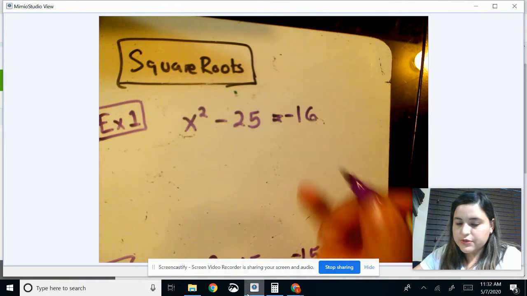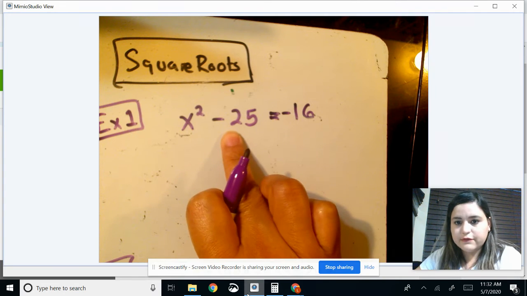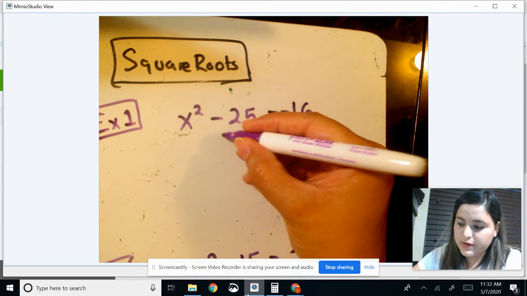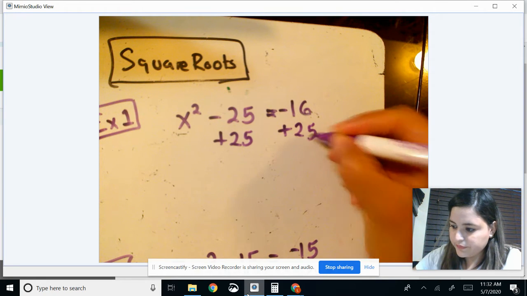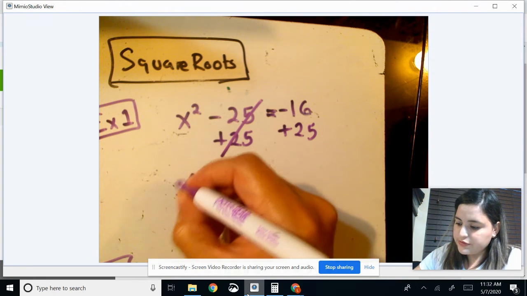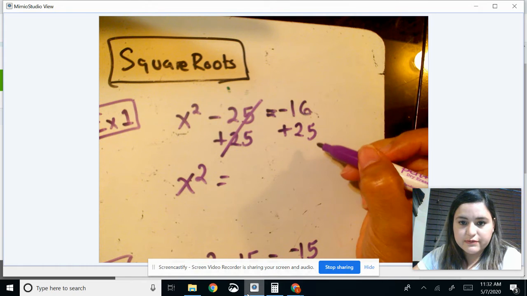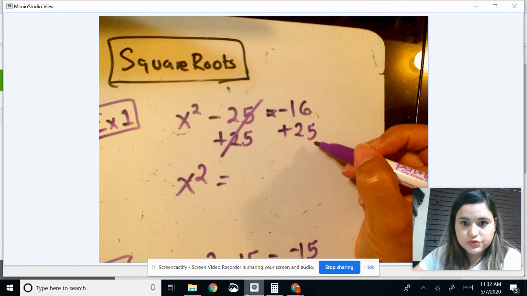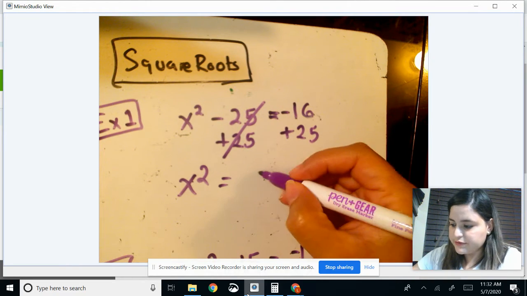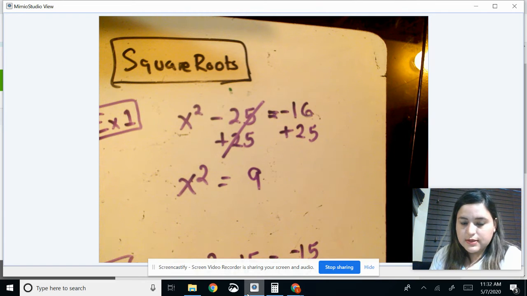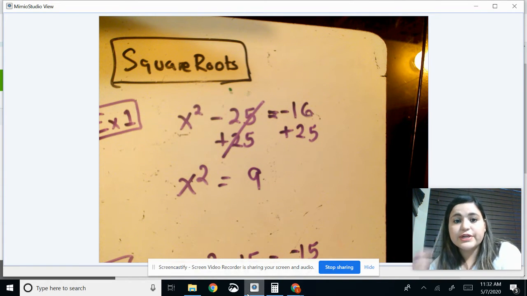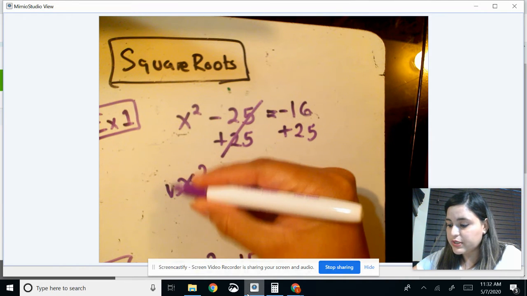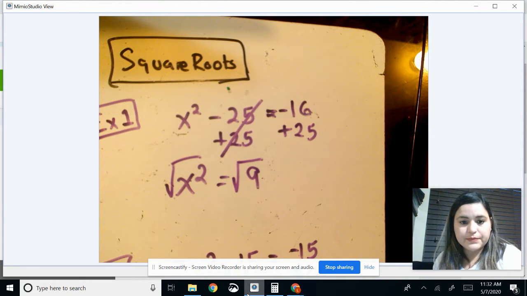So what I'm going to do here is I want to move this negative 25 over as a positive 25. So I'm going to do plus 25 plus 25. So now I have x squared is equal to 25 minus 16, which gives you 9. And then how do you get rid of that squared? Remember that the opposite of squared is square root. So I'm going to do square root here and square root here.